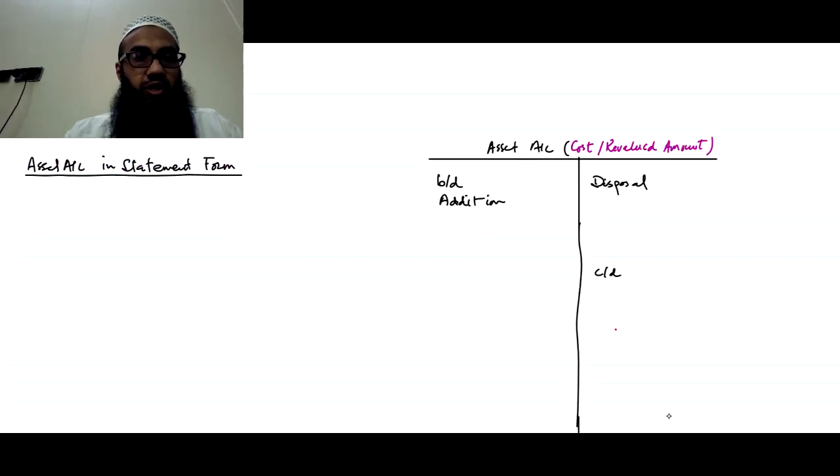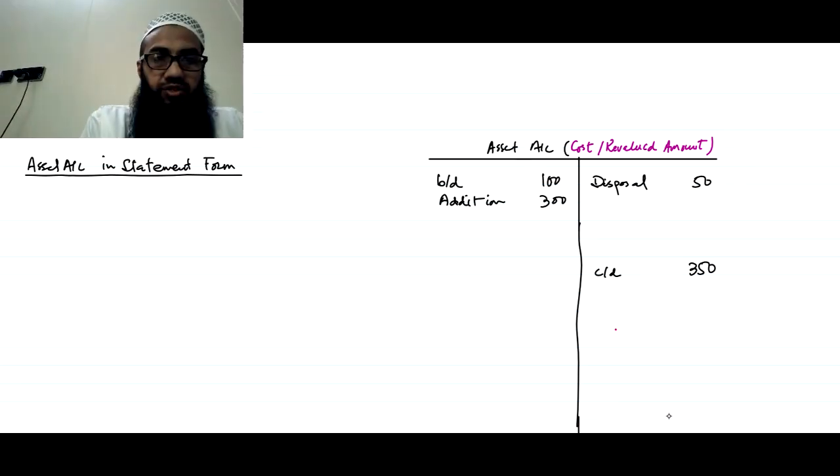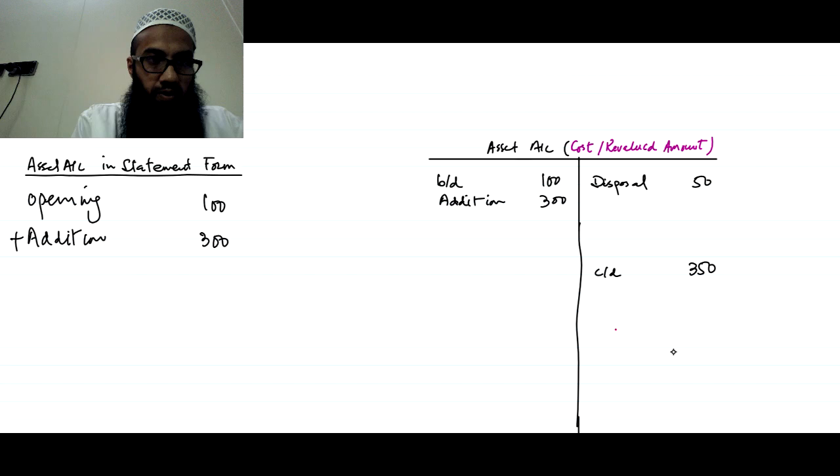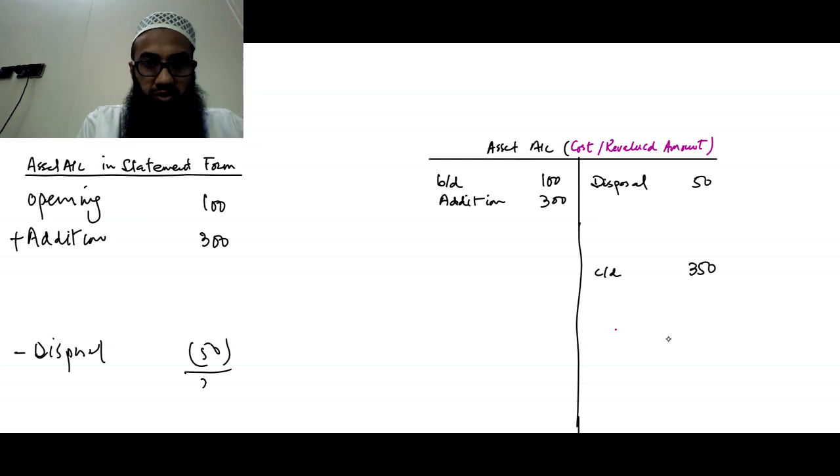Now we start learning how to make the note. Let's assume the ledger asset account, a simple asset account, has BD 100, addition 300, disposal 50, and the balance came 100 plus 300, 400 minus 50 is equal to 350. You will write it in statement form: opening as 100, addition plus 300, minus disposal as 50. So it comes as 350.